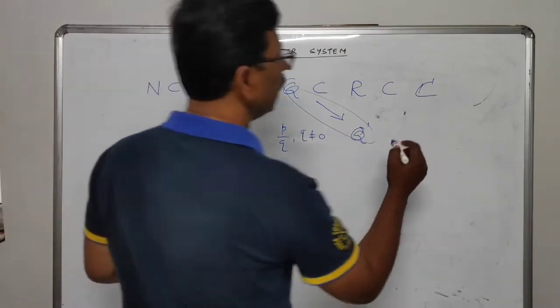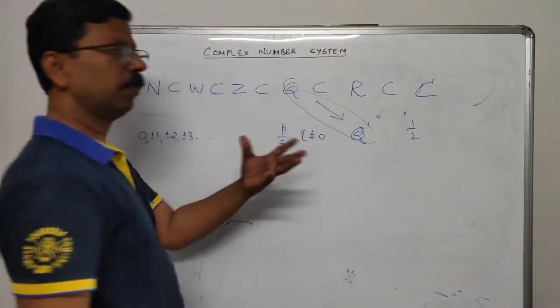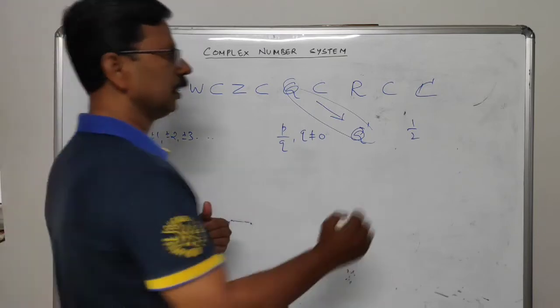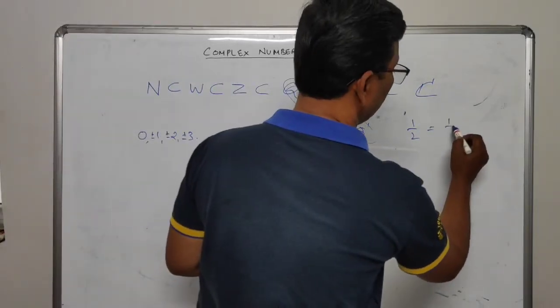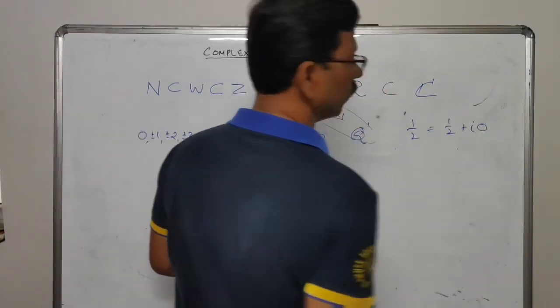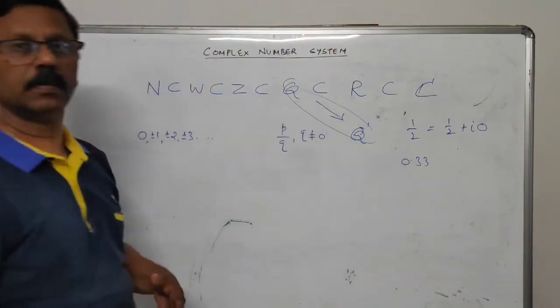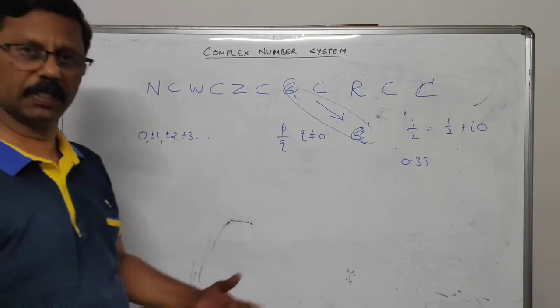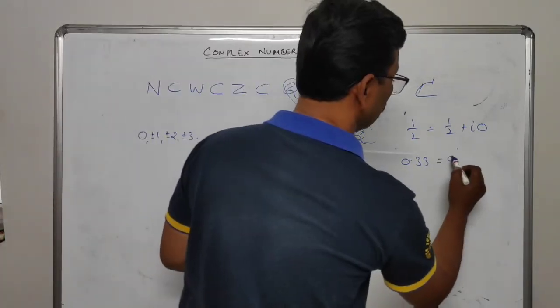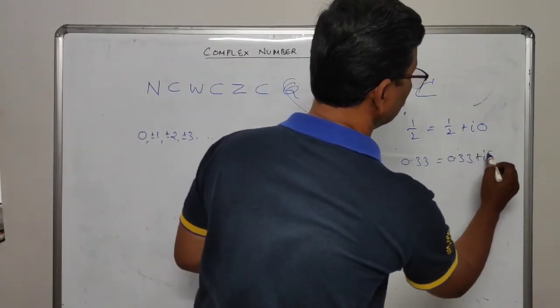For example, if you write any number, you can take 1 by 2. Whether this 1 by 2 is a complex number or not. Yes, it can be written as 1 by 2 plus i0. If you write 0.33, whether it is a complex number, yes, it can be written as 0.33 plus i0.